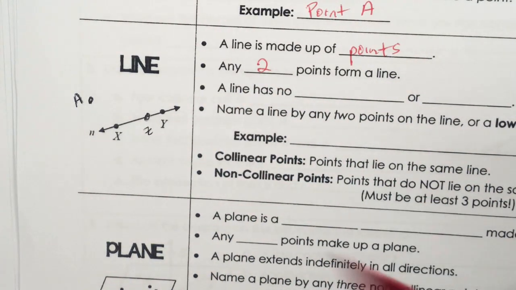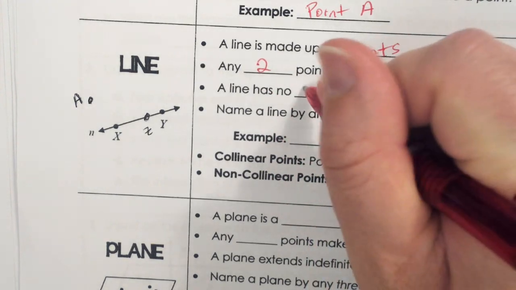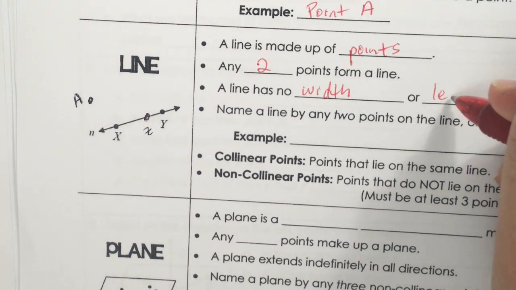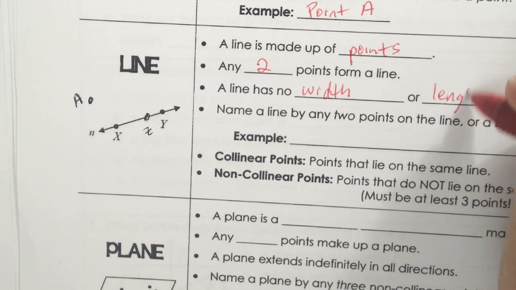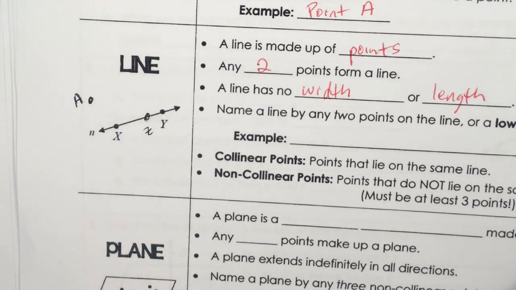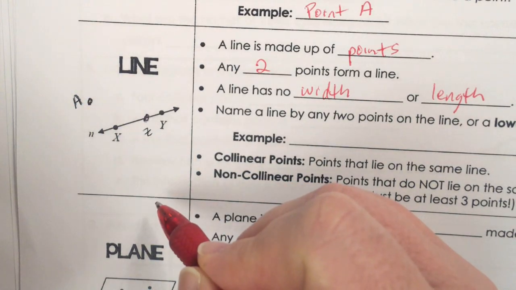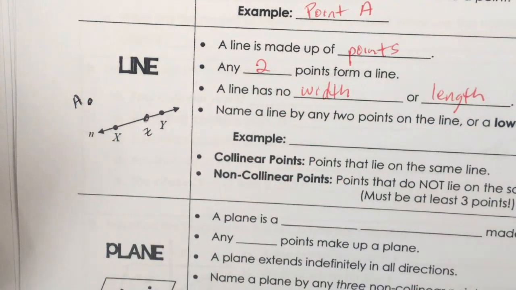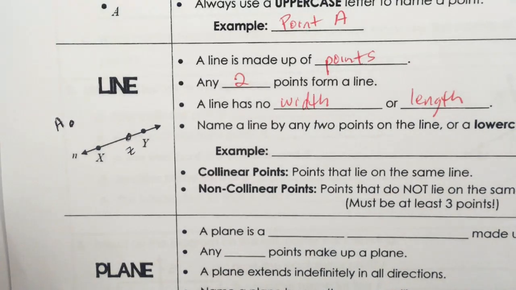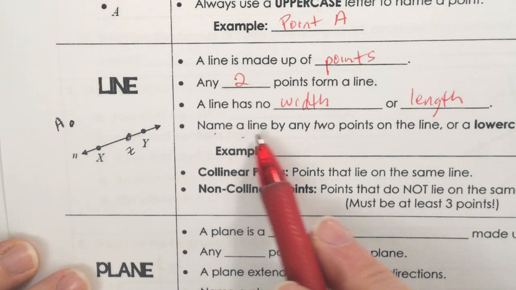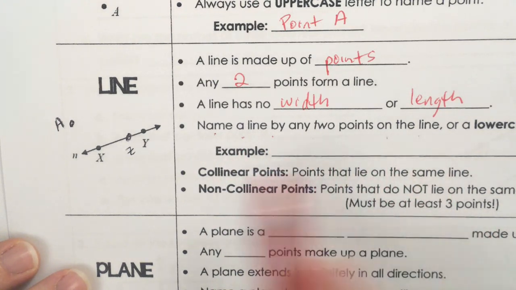Then a line has no width or length. It's a line that goes on forever and ever. So it has no width, so it can be as wide or thin as it wants to be, and it goes on forever and ever in either direction. We're going to name a line by any 2 points on the line, or a lowercase letter.